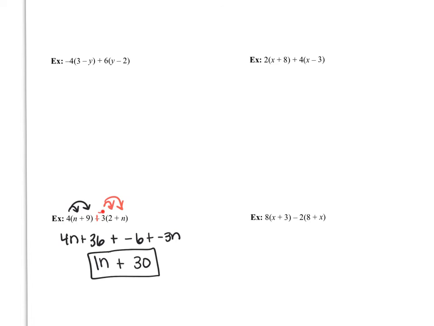If you did not make this change, there's a chance that you got this correct. You probably have it as 36 minus 6, which is the same, but you probably have this as positive. So it's important to make the change here so that way you really know you're distributing through by a negative.